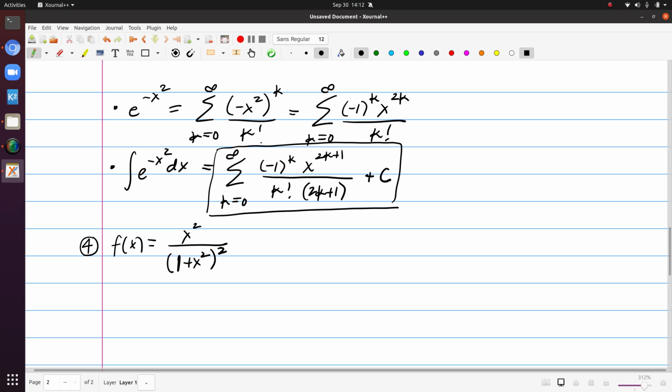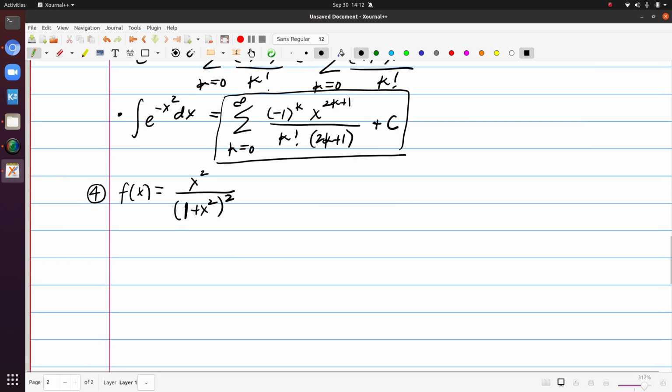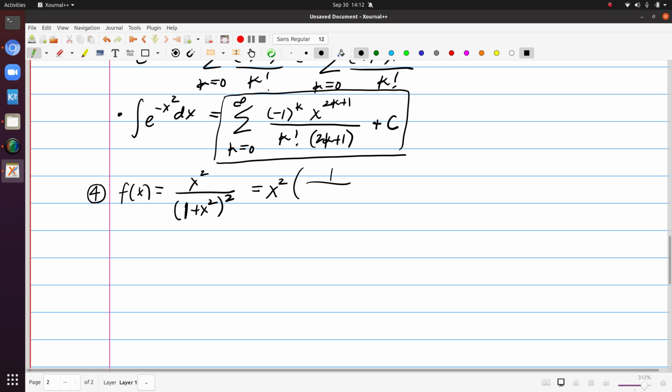So where can I start here? Well, there's lots of places. Again, my instinct is to deal with the multiplication of x squared as my last step, which means I want to do something about finding the function that has 1 over (1 plus x squared) squared in there.